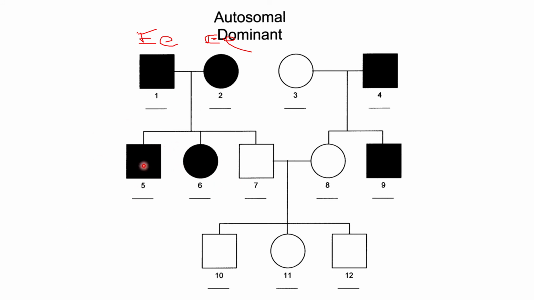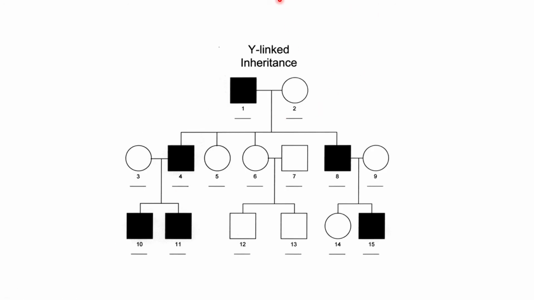5 and 6 are affected, 7 isn't, 8 isn't either. So this means that they've both gotten the recessive trait and aren't affected by the dominant one, which means none of their offspring will have the dominant trait, so none of them have a chance of being affected. Okay, that's it. Moving on to the final one, which is sex-linked chromosomes.